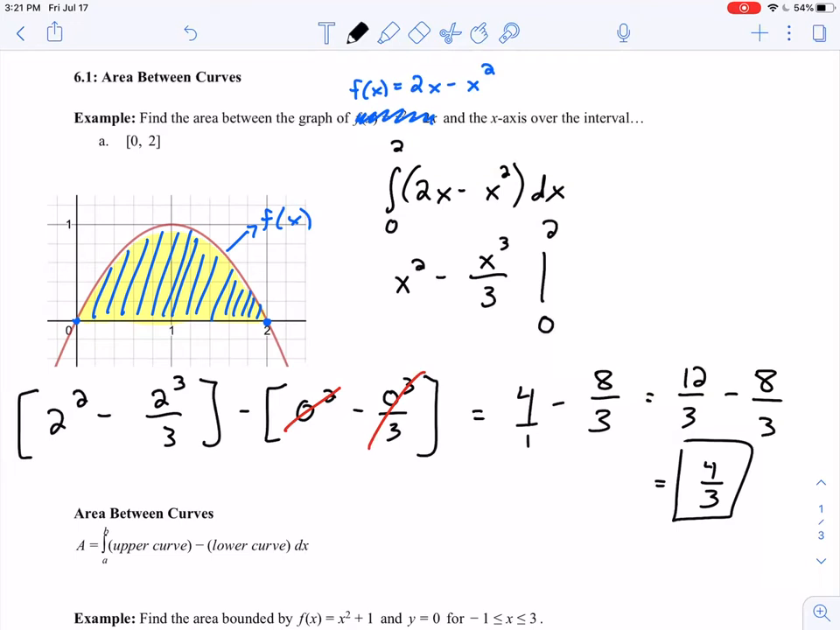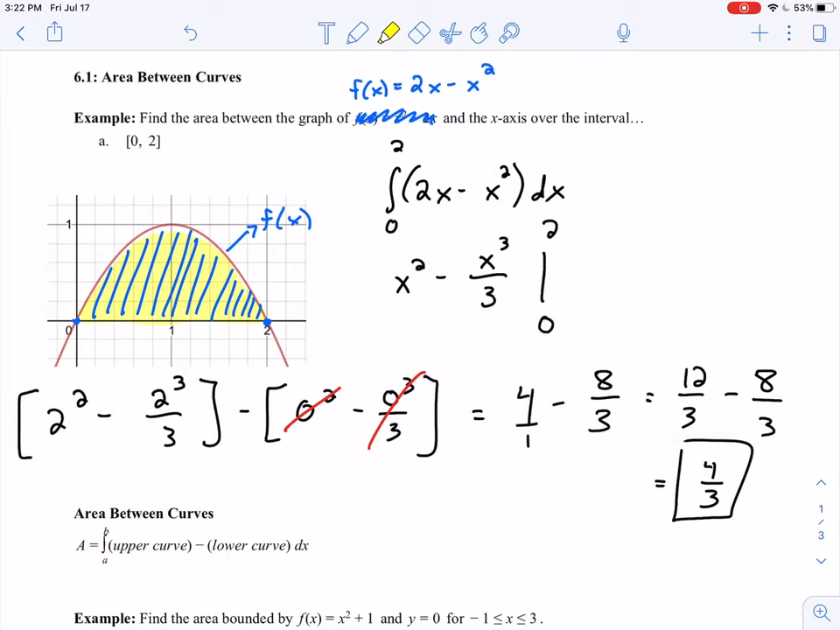Now, I could think about this another way. It might feel silly to do this, but if I wanted to think about this as an area between curves problem, I can always find the area between two curves by integrating the two curves. I'm going to integrate over some interval a to b. I'm going to take my upper curve function minus my lower curve function, and hopefully that makes sense.